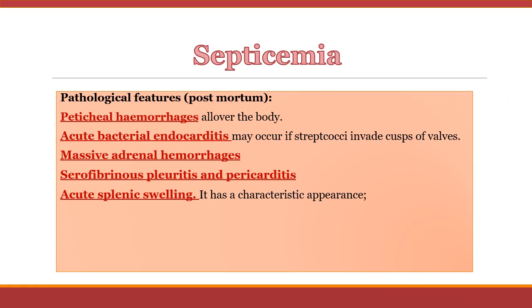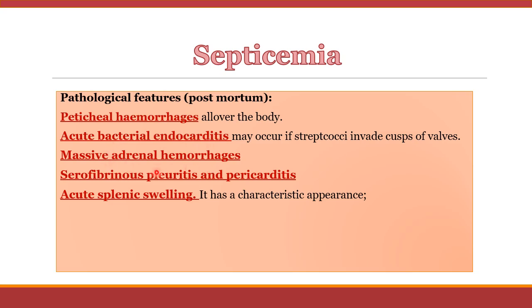So again, septicemia is a condition of presence of a high number of rapidly multiplying pyogenic, powerful bacteria in the blood, and it can lead to petechial hemorrhages all over the body, which means spot hemorrhagic lesions. We can see acute bacterial endocarditis, which means acute bacterial inflammation of the endocardium, which is lining the heart chambers and the valves in the heart, and this can lead to acute heart failure in many of the cases.